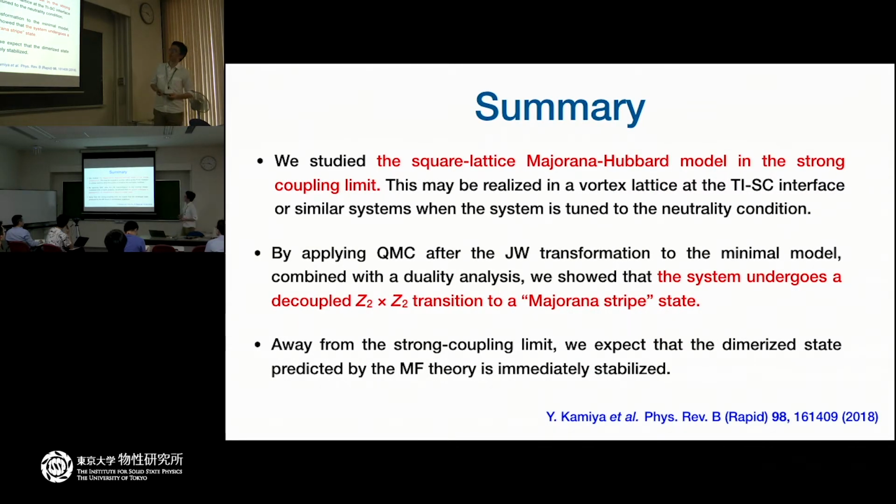Okay, I came to the final slide. What we study is the Majorana-Hubbard model only in the strong coupling limit. We conclude that the system undergoes a finite-temperature transition, a discrete symmetry breaking, which is different from the previous claim of criticality. Away from the strong coupling limit, we expect a gapless phase that has been predicted by mean field theory. So, admittedly, the information that we could add is not that much, but I hope at least part of my talk might be interesting for you. With that, thank you for your attention.